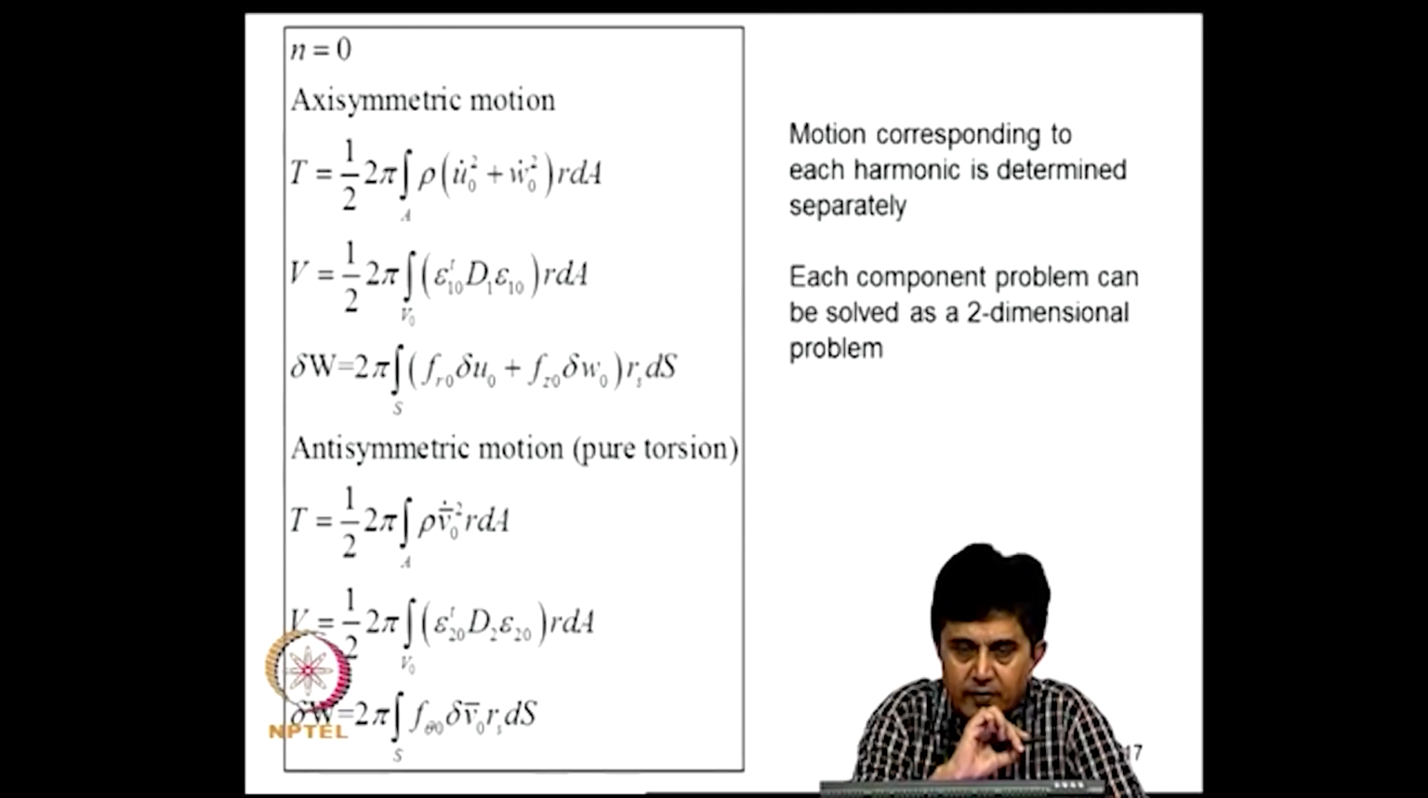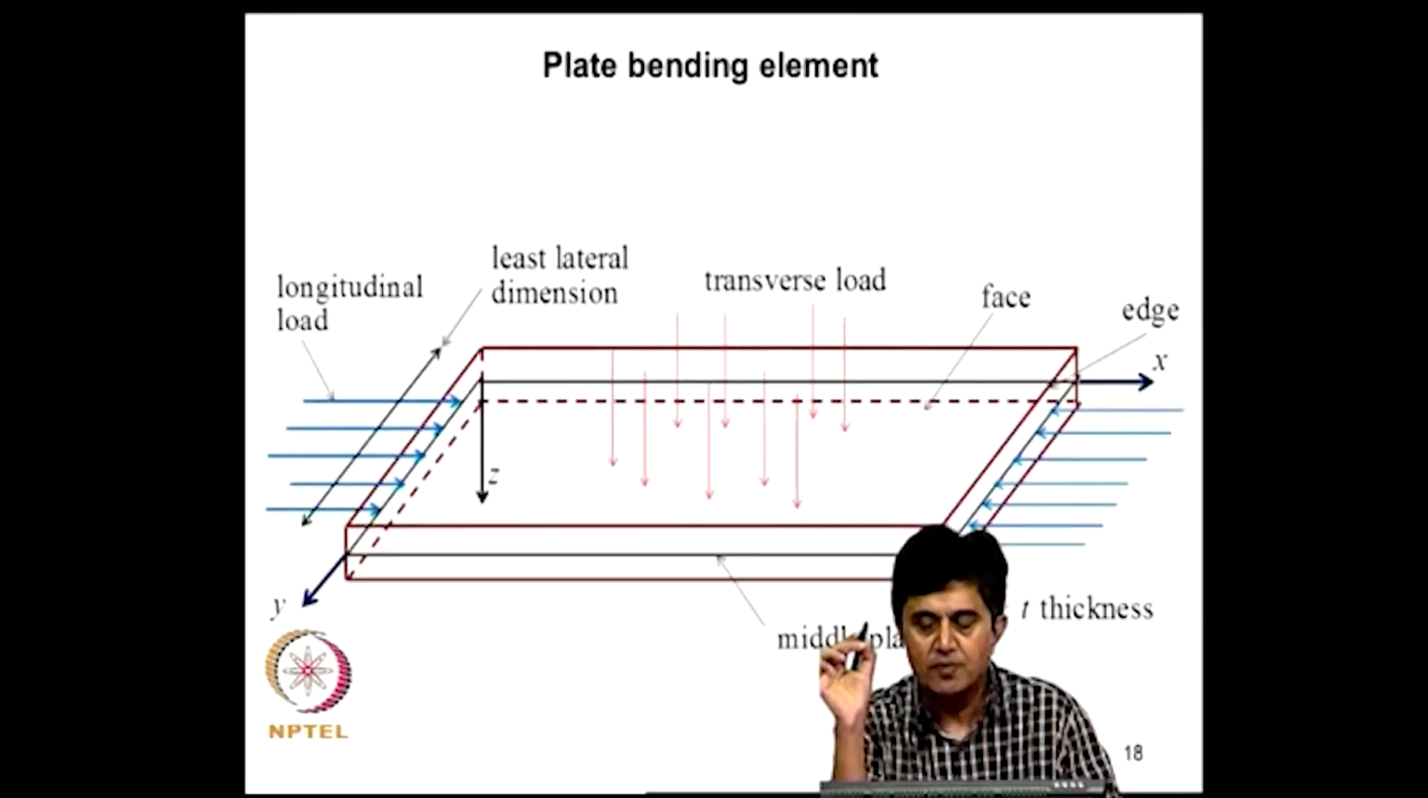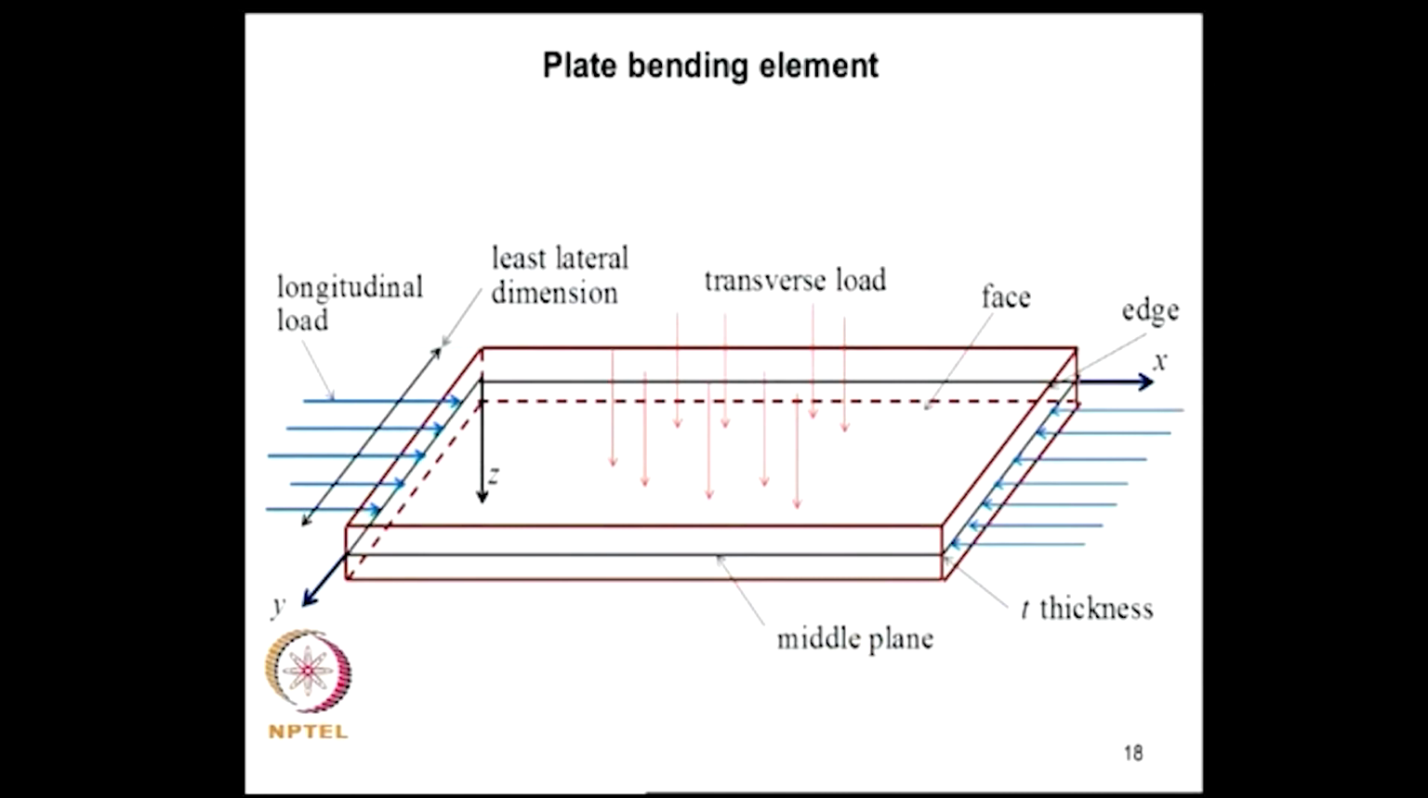Now, in the next part of our discussion, we will move on to problems of plate bending. This figure explains the basic nomenclature that we use in the study of plates. So, here is a rectangular plate. A plate is an object which is bounded by two faces. T is the thickness and this plane is called the middle plane, and this is the least lateral dimension and this is the thickness. This surface is called the edge, and this top surface is called the face.